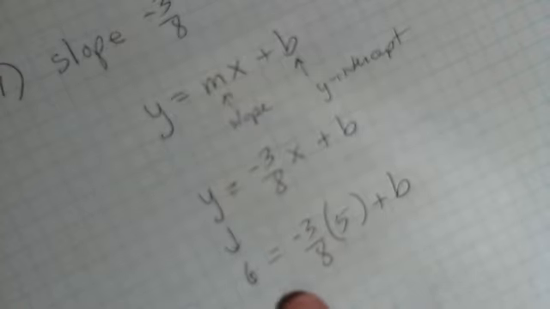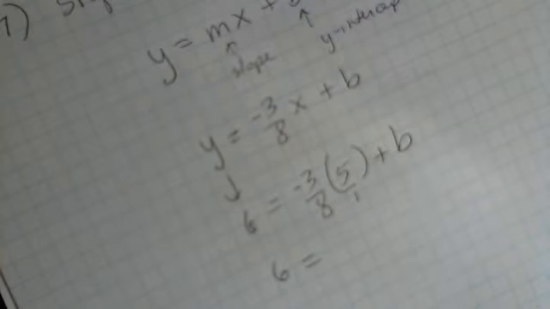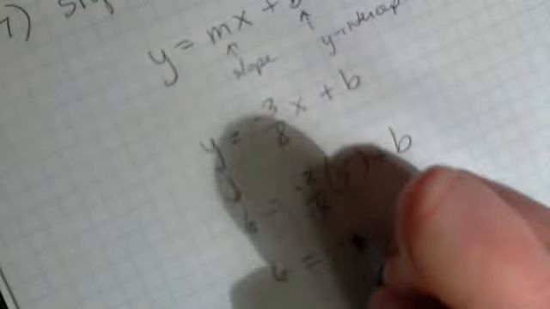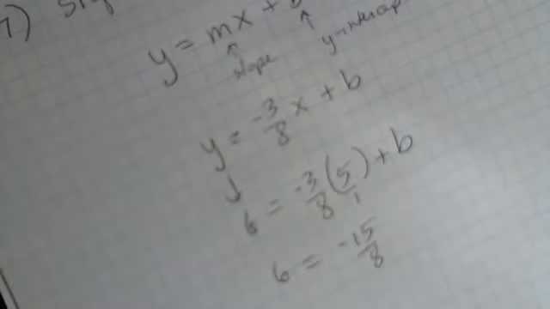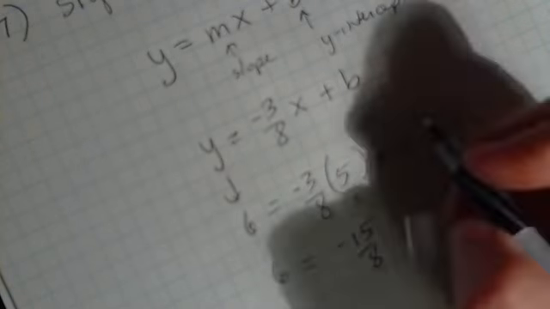So that side I don't need to do anything to, but I need to find -3/8 times 5. Remember, this is the same as 5 over 1. And to multiply fractions, I multiply the tops, multiply the bottoms. So I get -15/8. So again, this simplified when I multiplied it to -15/8 plus b.